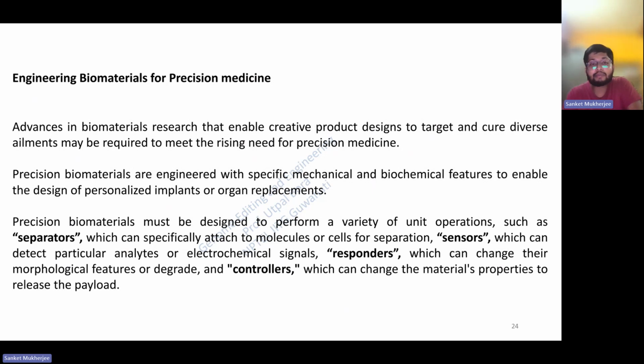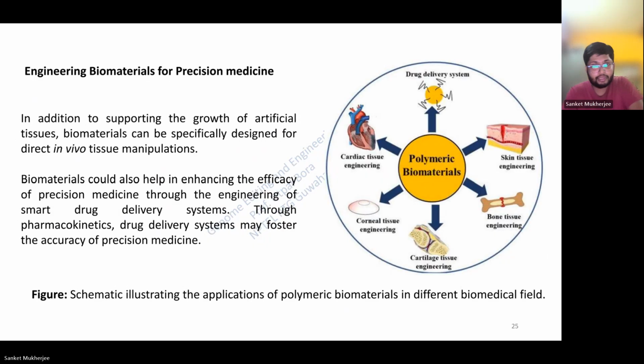Precision biomaterials must be designed to perform a variety of unit operations, such as separators, which can specifically attach to molecules or cells for separation; sensors, which can detect particular analytes or electrochemical signals; responders, which can change their morphological features or degrade; and controllers, which can change the material properties to release the payload.